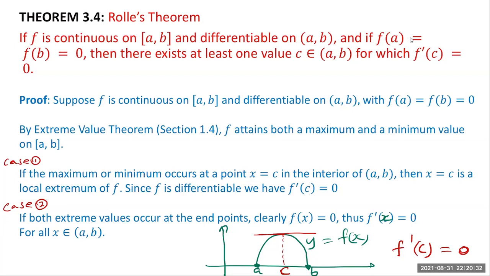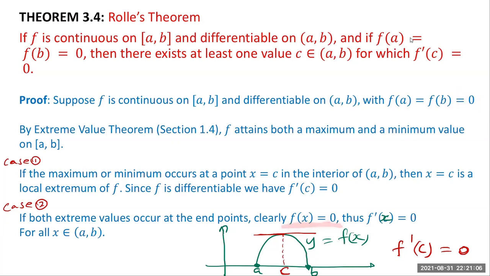Case one is when your maximum or minimum occurs at an interior point of this interval. Now case two: what if both extreme values occur at the endpoints? In that case, clearly your function should be 0, because at the endpoints your function is 0. That means your maximum and minimum are 0, so your function has to be constant everywhere.